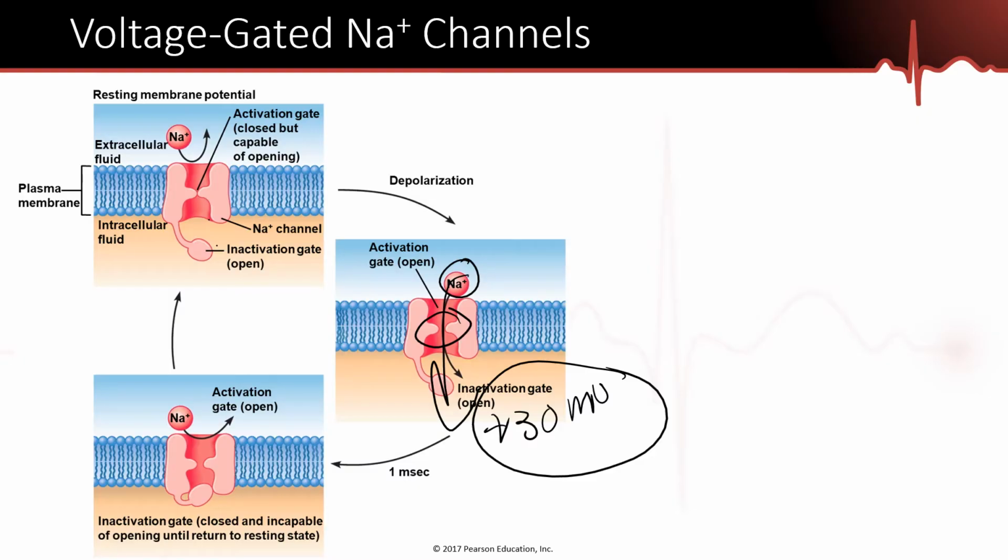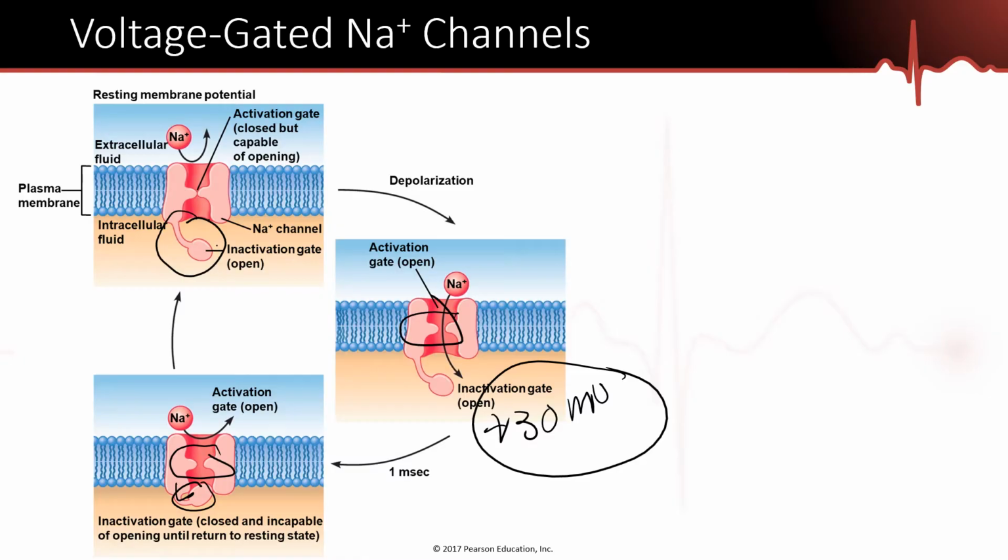But what closes on the voltage-gated sodium channels? It's not the activation gate. The activation gate doesn't close at positive 30. What closes is this other gate called the inactivation gate. Again, I know that all you're doing is memorizing things right here. This whole thing should make no sense right now. It will as the lecture progresses. So you just have to memorize this for the moment.